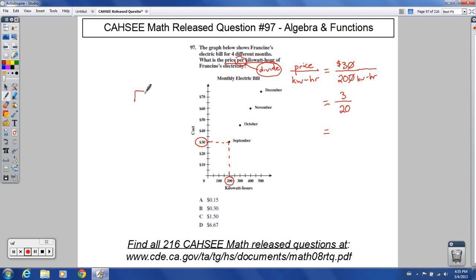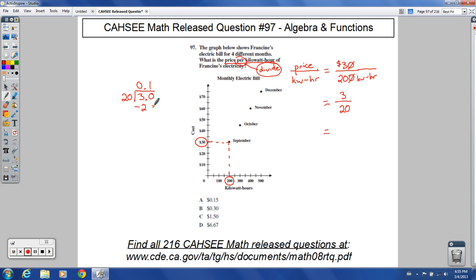So off to the side here, we're going to do our work. Remember, no calculators on the CAHSEE, and so we have to be able to work something like this out by hand. So what is 3 divided by 20? It's not 20 divided by 3, it's 3 divided by 20. So does 20 go into 3? No, it doesn't. So I'm going to put a 0 here, and I'm going to add a decimal here. Add a 0. Does 20 go into 30? Yes, it does. It goes into there one whole time.